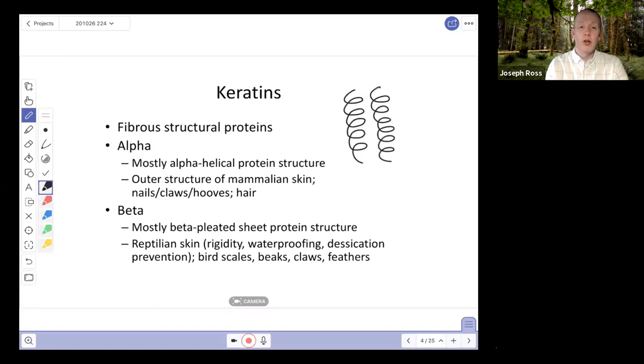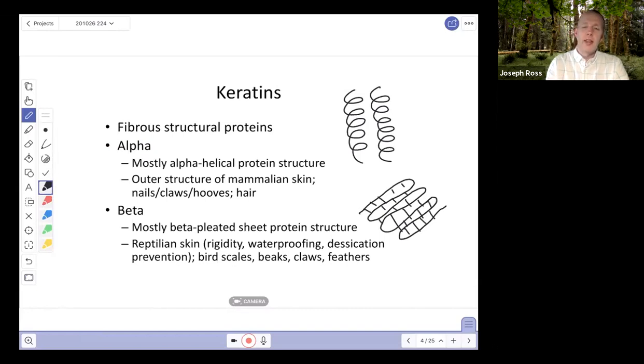On the other hand, there are also beta keratins, which tend to form a different secondary structure, beta pleated sheets, where the string of amino acids winds back and forth, making a sheet instead of a curl. And the amino acids then chemically pair or bond with each other to form a rigid sheet-like structure.